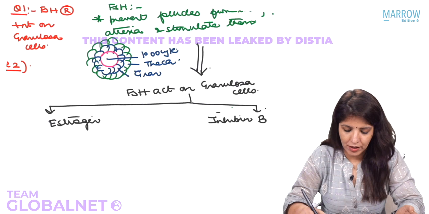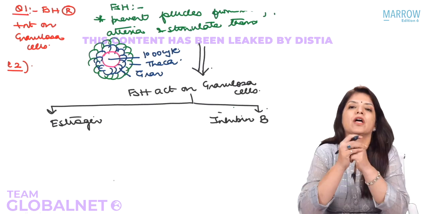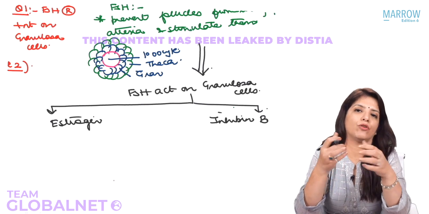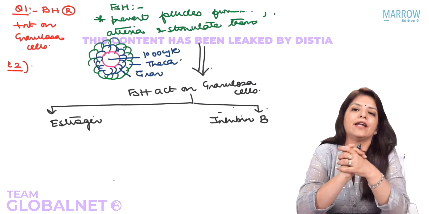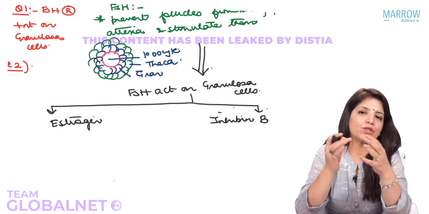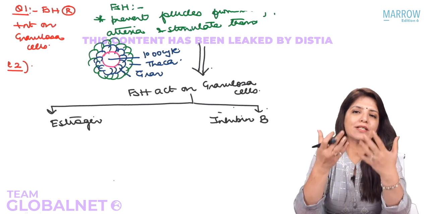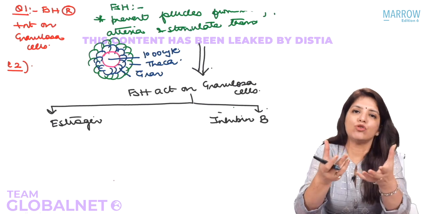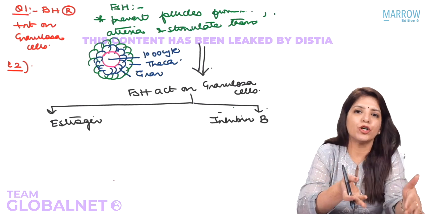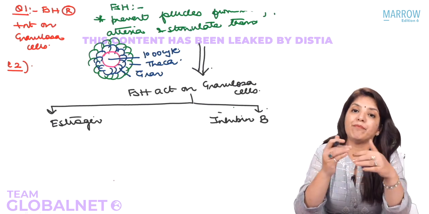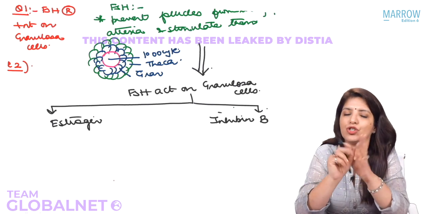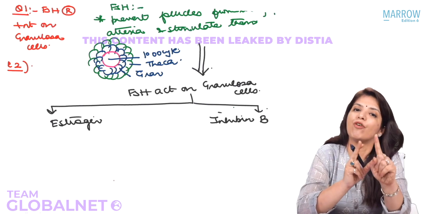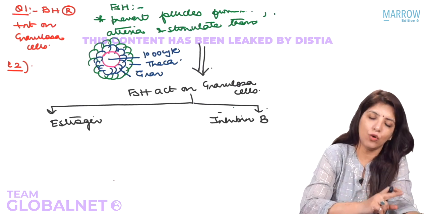Question number 2. Suppose there is a female who has a granulosa cell tumor of the ovary. Because granulosa cells produce estrogen and inhibin B, this granulosa cell tumor of the ovary will also be producing estrogen and inhibin B. And because it will be producing estrogen, a granulosa cell tumor of the ovary is a feminizing tumor of the ovary.